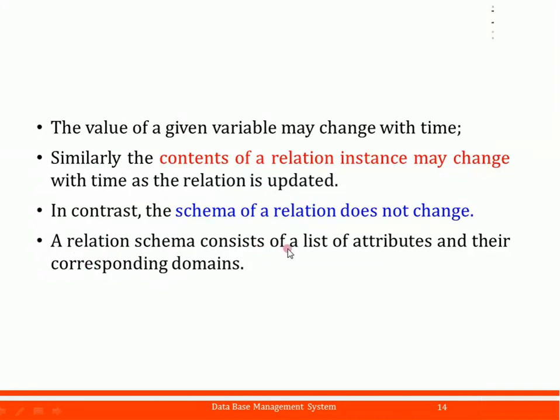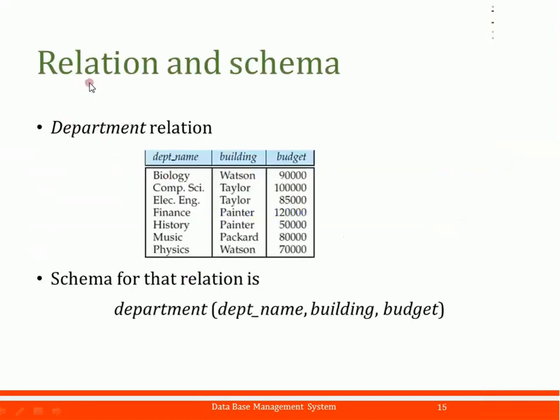A relation schema consists of a list of attributes and their domains. So here is a relation and a schema. This is the relation. This is a department relation where you have department name, building and budget. So when you convert this into a schema, you have the name of the relation here, together with the attributes which are listed.